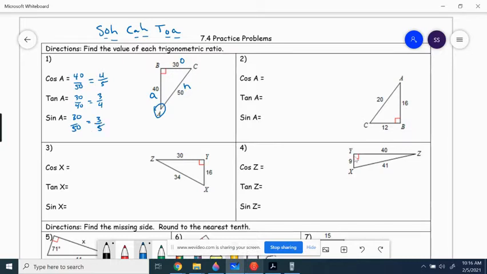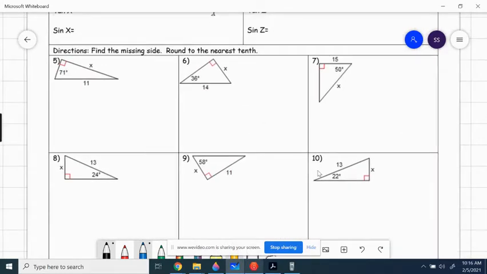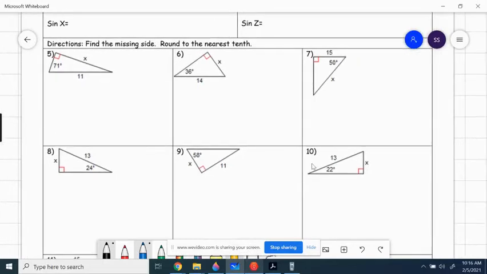Okay, so I think you guys know how to do that. Just make sure you label them. Super easy. All right, now 5 through 13, we are finding the missing side lengths and rounding to the nearest tenth.